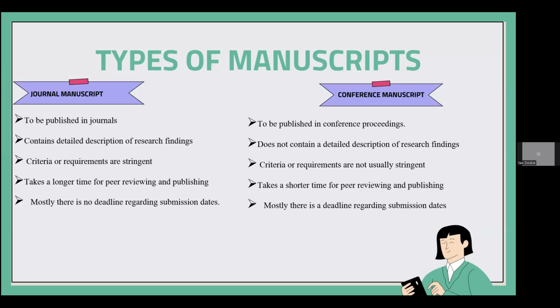So for conference proceedings, it's not too detailed as compared to the journal manuscript, and the requirements for conference proceedings are not as stringent as those of the journal. Usually for conference proceedings, the pages are between 6 to 8 pages, around 10 maximum. But for a journal manuscript, you have to go beyond 10 pages. Some go even as close to 20 pages.